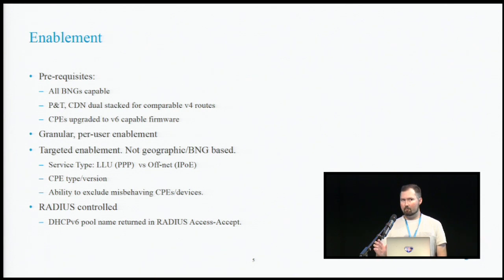We wanted to have per user granular control of when we enabled these customers. We wanted to target which customers to turn on, and when to do so. So we wanted to be able to say, okay, we'll do the PPPoE ones first, and then we'll do the IPoE ones later. We wanted to target which CPE we're turning on. And obviously, we needed the ability to exclude misbehaving devices or CPEs. We did this using a VSA, vendor-specific RADIUS attribute, inside the Access-Accept, which comes back to the BNG. So we either tell the BNG, here's a v6 pool name, a DHCP pool name for you to use, or we don't.